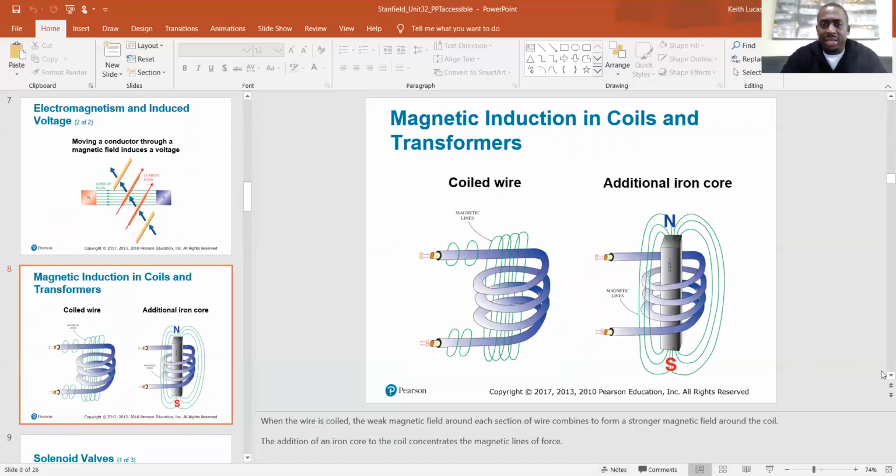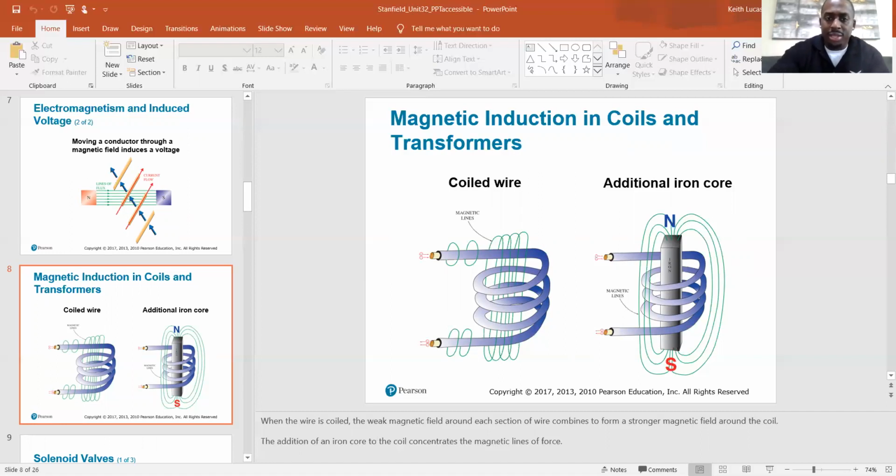Magnetic induction in coils and transformers. When the wire is coiled, the weak magnetic field around each section of wire combines to form a stronger magnetic field around the coil. The more turns you have on that coil, the stronger the magnetic field is going to be. The addition of an iron core to the coil concentrates the magnetic lines of force.